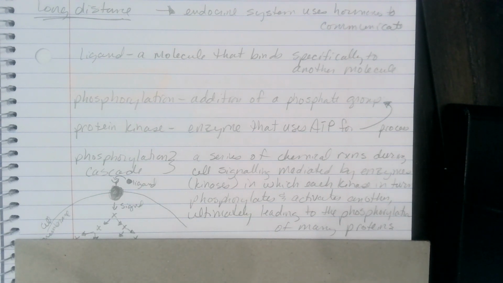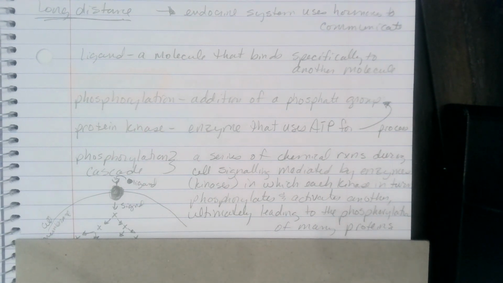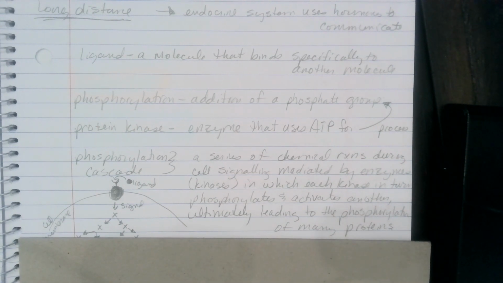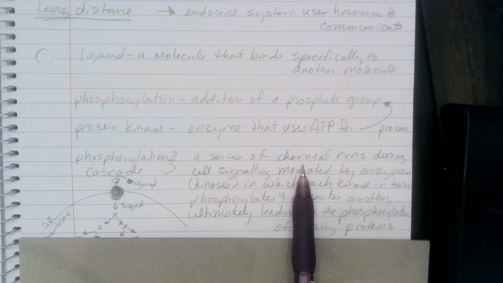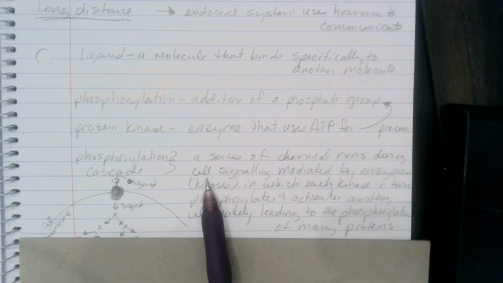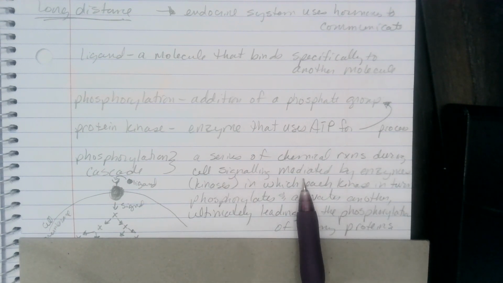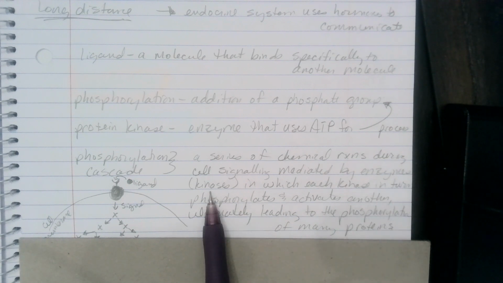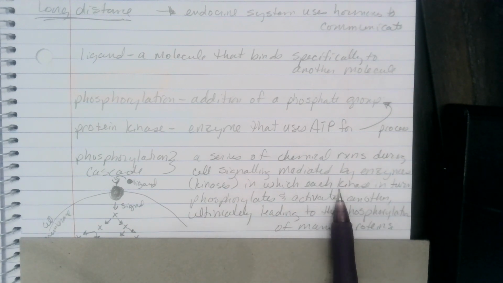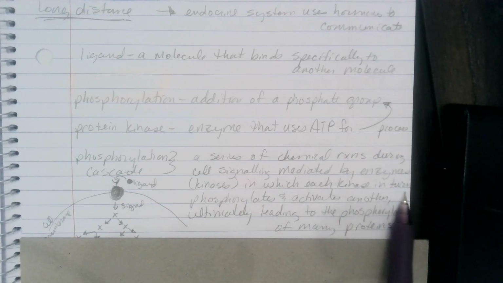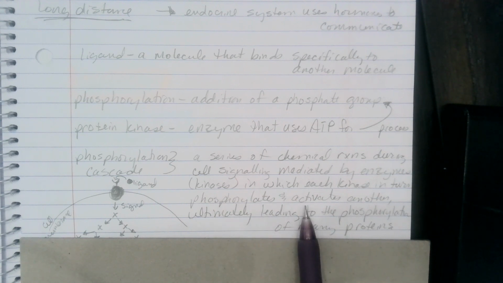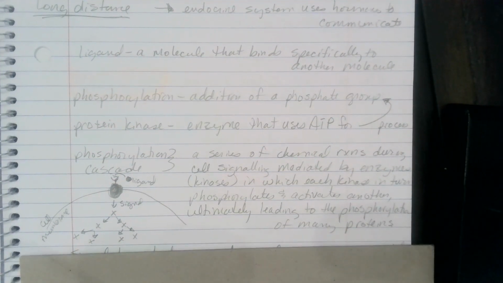When you think of a cascade, you think of a waterfall. It starts at one spot and then it grows and grows and grows. And that's essentially what's happening here. Ultimately, this leads to the phosphorylation of many proteins.